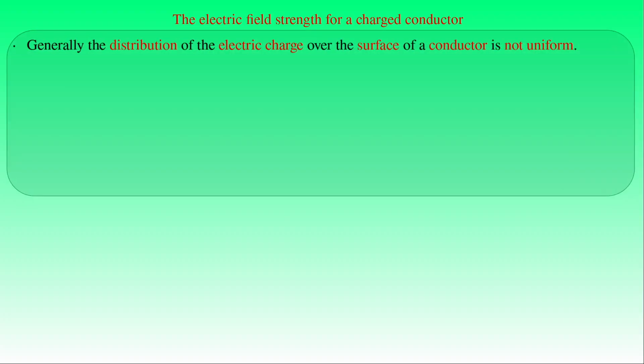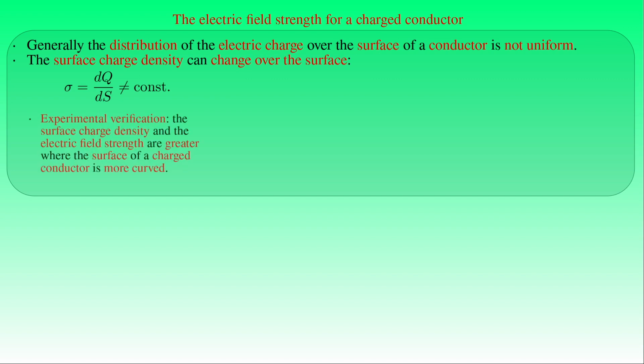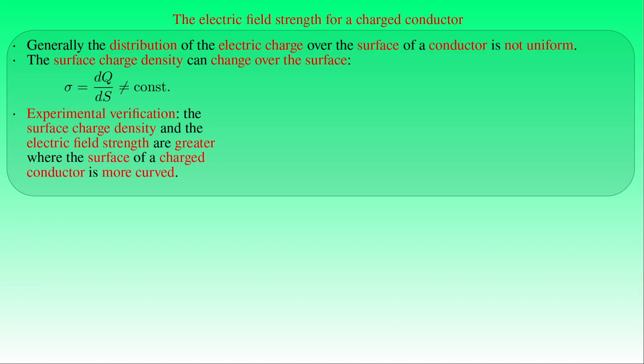We have studied the electric field due to a uniform surface charge distribution in a conductor. In the most general case, the distribution of electric charge over the surface of a conductor is not uniform, that is, the surface charge density sigma defined by the derivative of the charge Q with respect to the surface area S can change over the surface. We can experimentally verify that the surface charge density and the electric field strength is greater where the surface of a charged conductor is more curved.